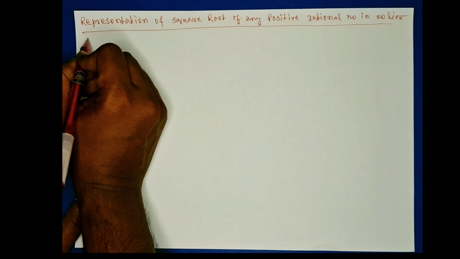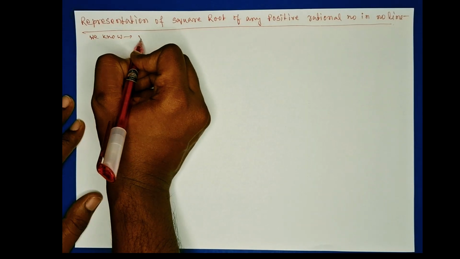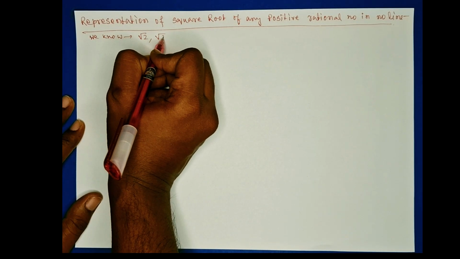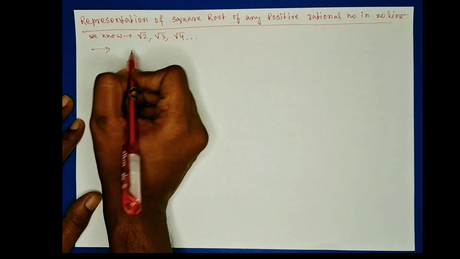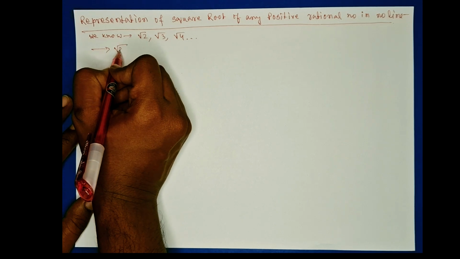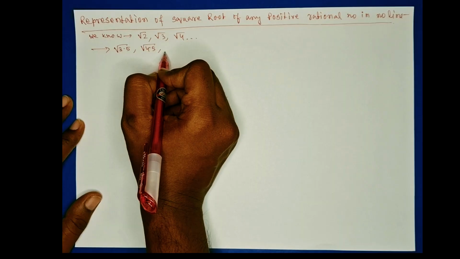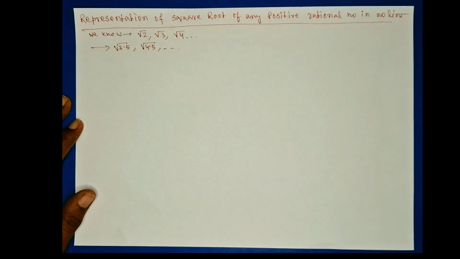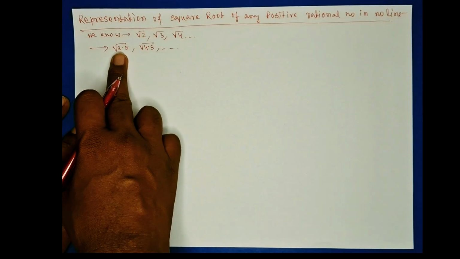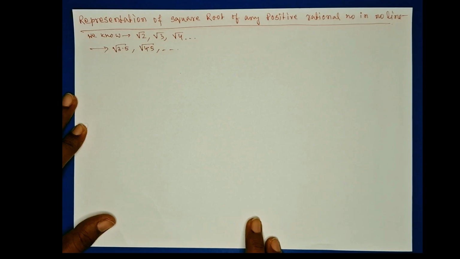So we already know about root 2, root 3, root 4, etc. Now we want to know about some other numbers, like say root 3.5, root 4.5, etc. So I'm taking the direct example from the NCERT book. Let me take the example of root 3.5. I want to represent it on the number line.